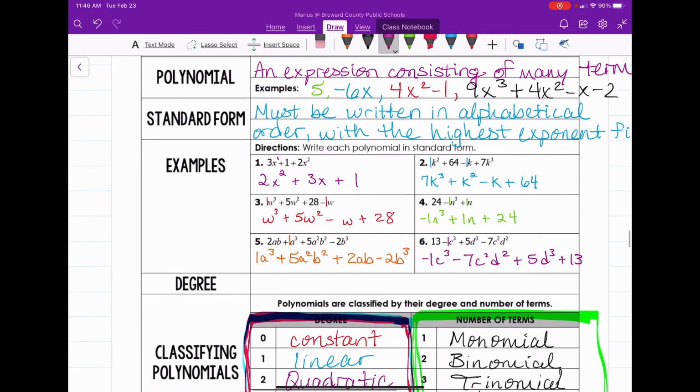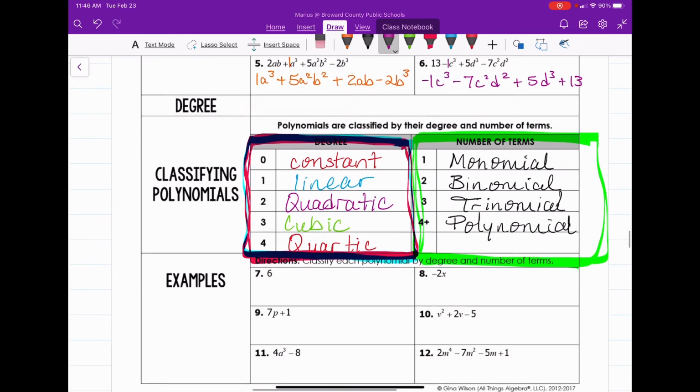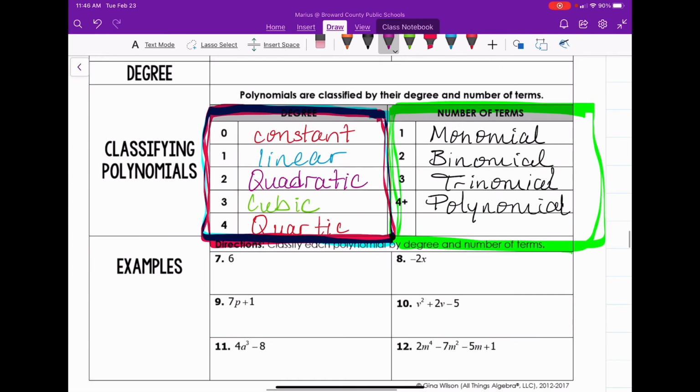All right, and now let's talk about their classifications. There are different ways to classify polynomials. You can classify it by the degree, or you can classify it by the number of terms. So, if it's a constant term, which means the degree is 0, then it's constant, it's just a number, okay?